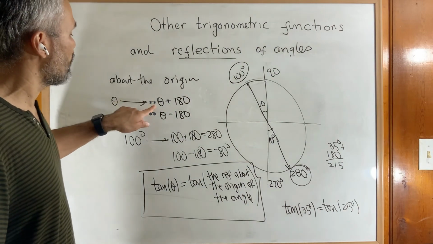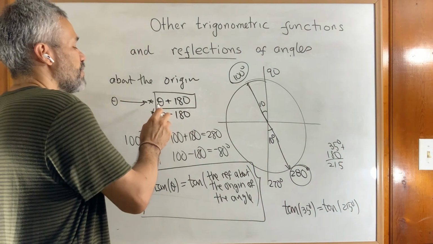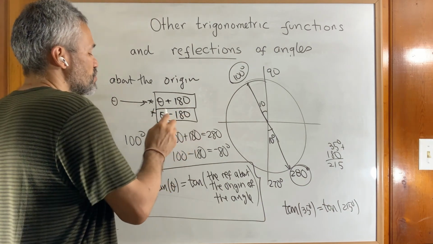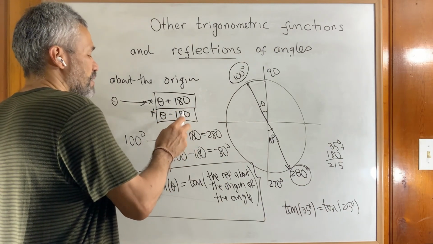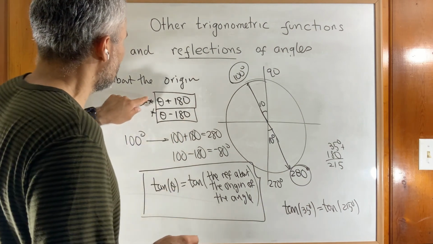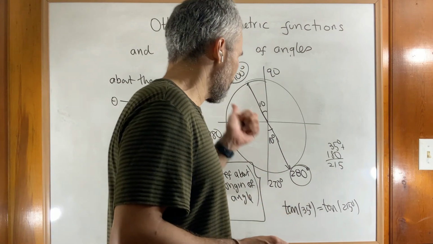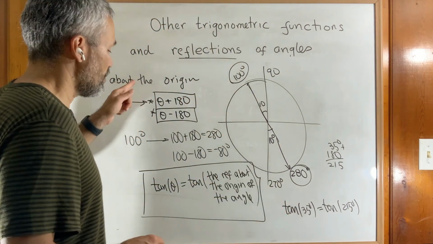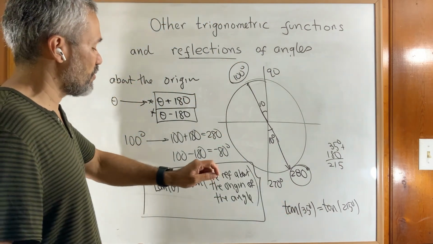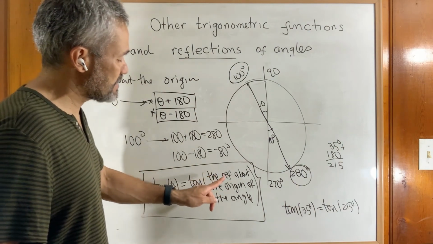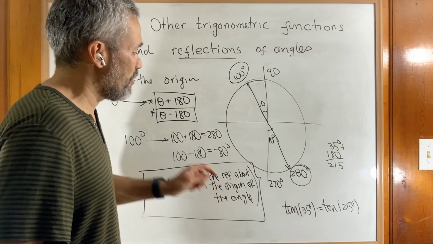Remember that if you are working with radians, then the formula will be theta plus pi, because pi is 180 degrees, or you could use theta minus pi, because pi is 180 degrees. These are the two ways to compute the reflection about the origin of an angle. And the important property about the reflection about the origin is that tangent of an angle is the same as tangent of the reflection about the origin.